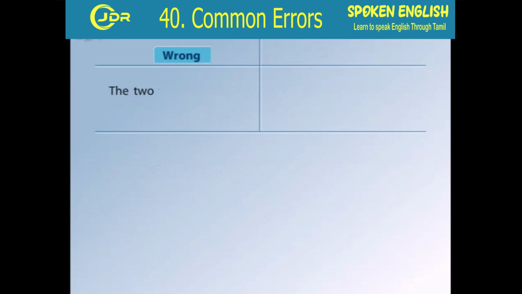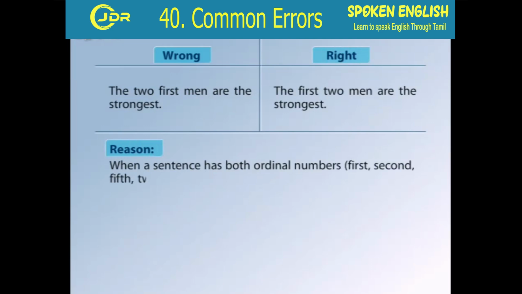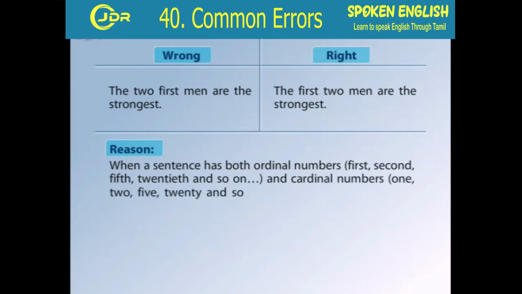Wrong. The 2 first men are the strongest. Right. The first 2 men are the strongest. Reason: when a sentence has both ordinal numbers, first, second, fifth, 20th and so on, and cardinal numbers, 1, 2, 5, 20 and so on, put the ordinal number first and then the cardinal number.